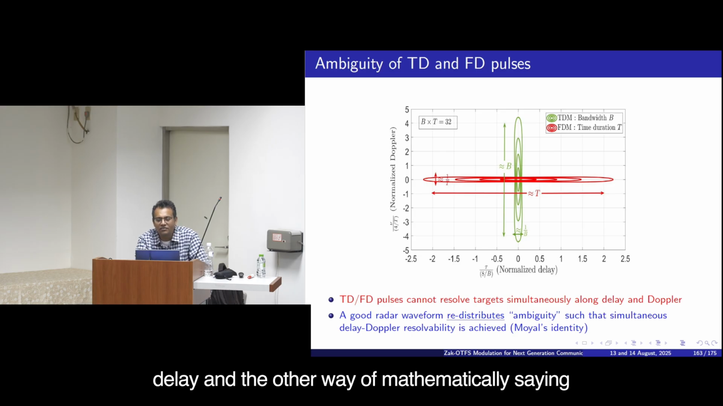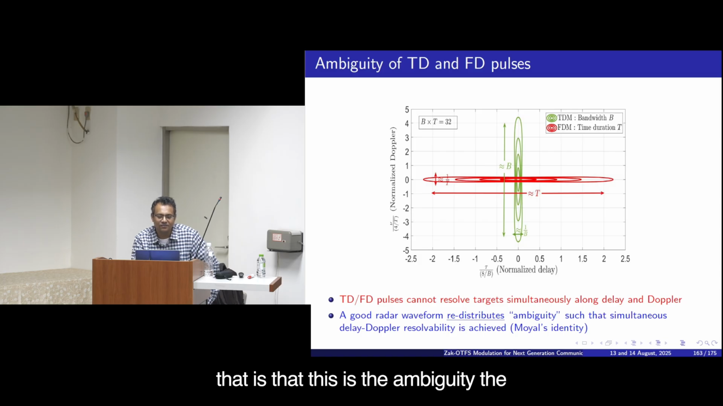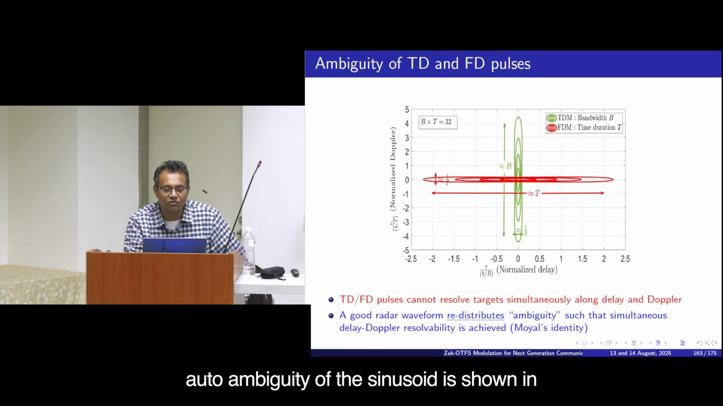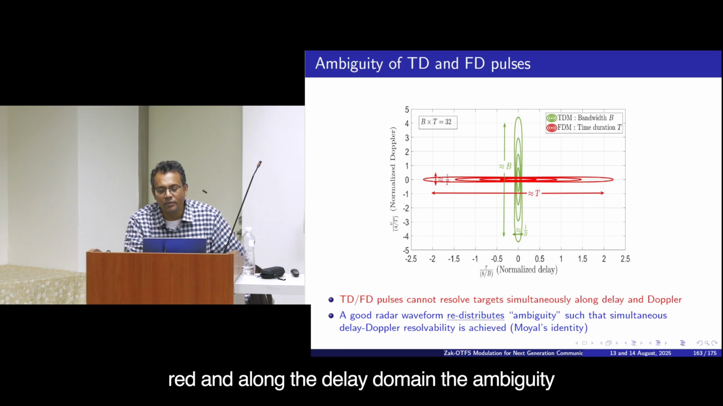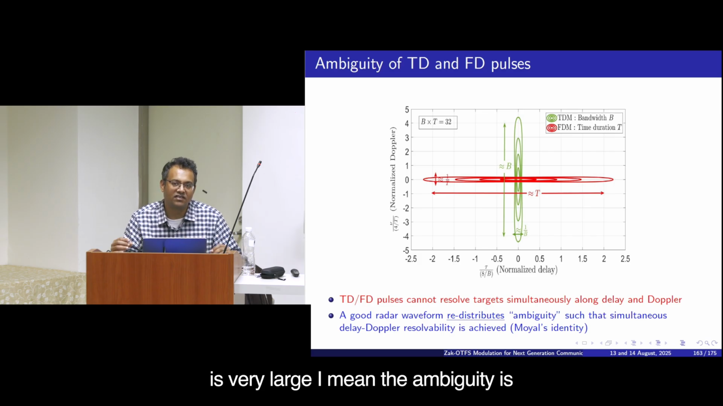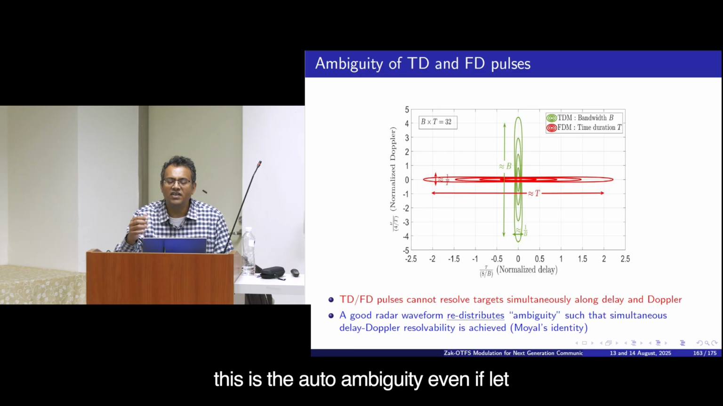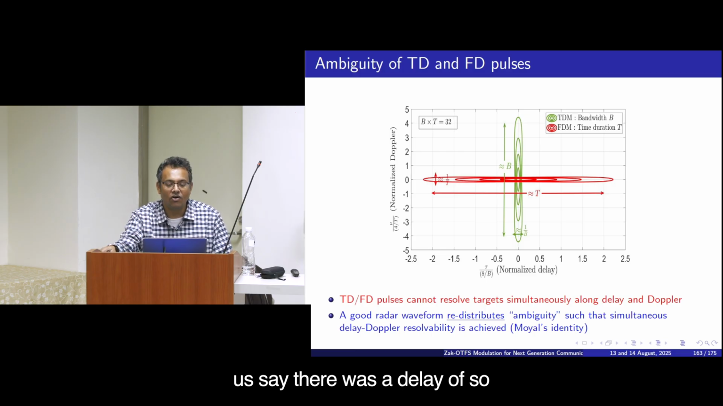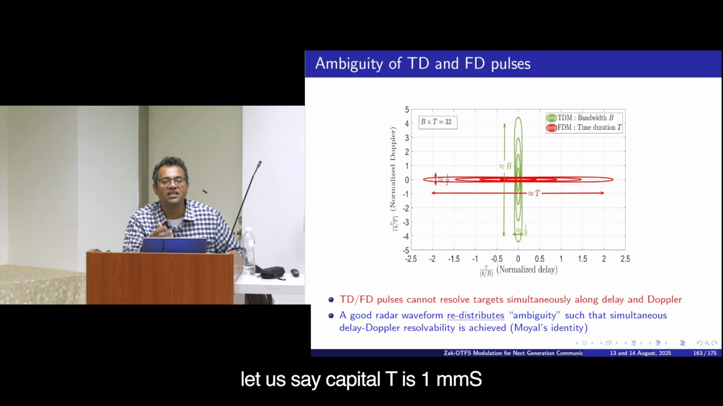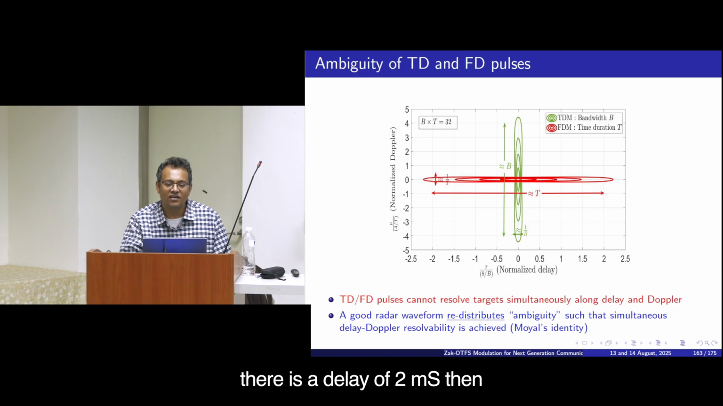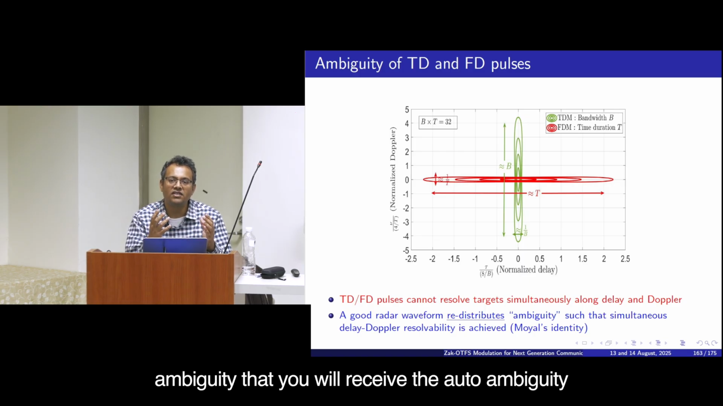The other way of mathematically saying that is that the auto ambiguity of the sinusoid, shown in red, is very large along the delay domain. The ambiguity is very high. This is the auto ambiguity. Let us say capital T is 1 millisecond, that is the duration of the sinusoid, and there is a delay of 2 microseconds. Then what will you receive? What is the cross ambiguity that you will receive?